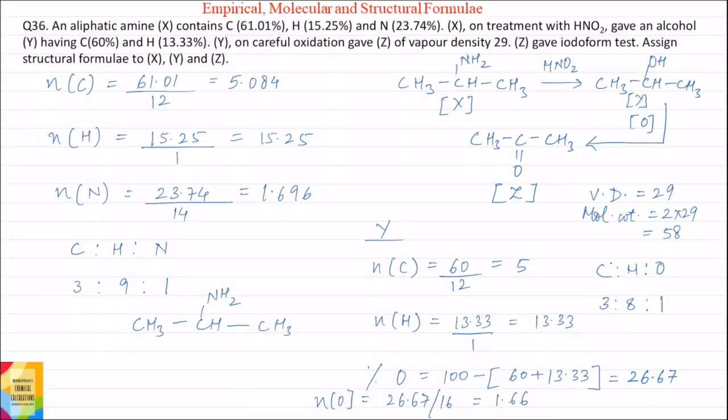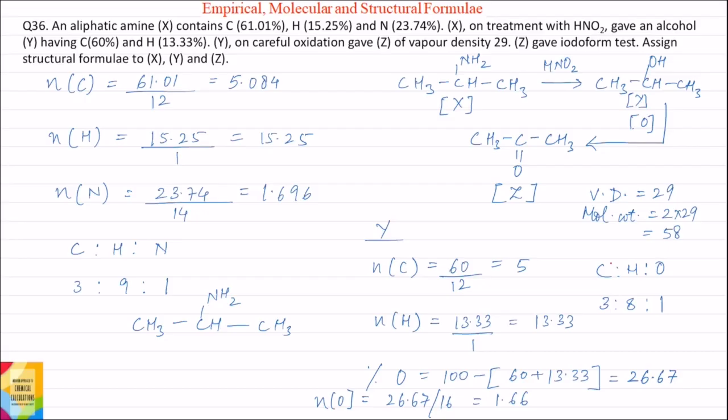Question 36. An aliphatic amine X contains carbon 61.01%, hydrogen 15.25%, and nitrogen 23.74%. X on treatment with HNO2 gave an alcohol Y having carbon 60% and hydrogen 13.33%. Y on careful oxidation gave Z of vapor density 29. Z gave iodoform test. Assign structural formula to X, Y and Z.